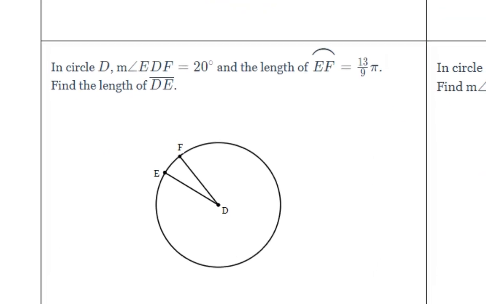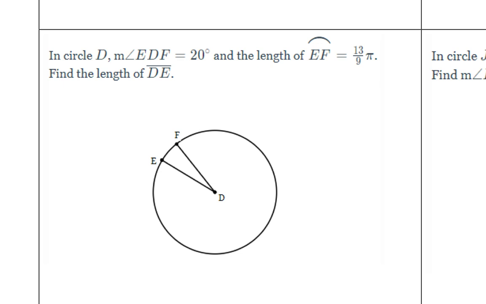All right, so next on this, see if you can set this one up on your own. It says in circle D, the measurement of EDF is 20. So let's mark that EDF, and we said that was 20 degrees. It says the length of EF is 13 over 9 pi. So EF, that's an arc, right? That's an arc measurement. This right here tells us the arc length is 13 over 9 pi. Make sure the pi goes to the side.